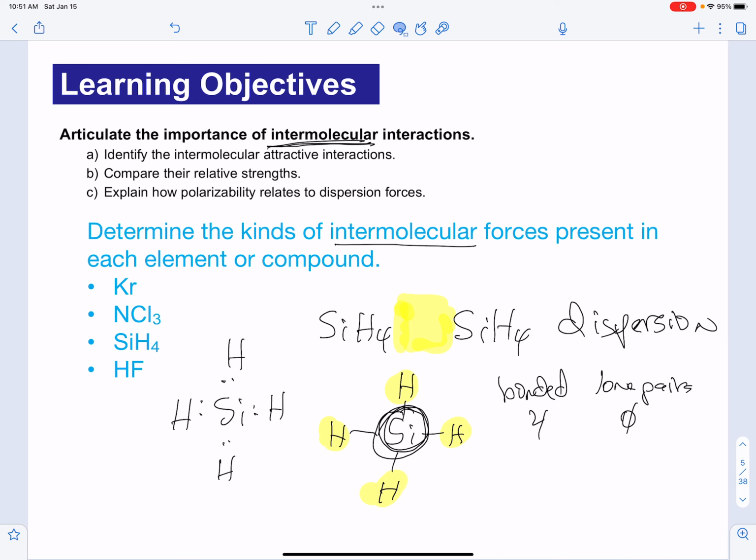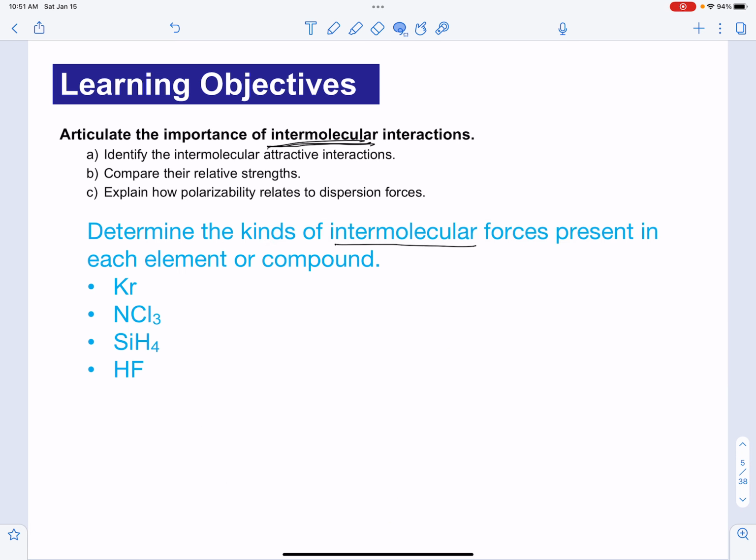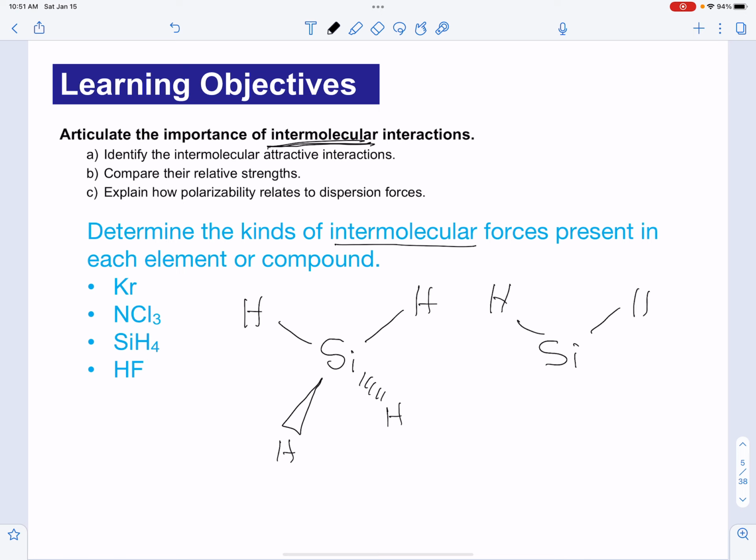So now that we know the shape and the Lewis structure, we can draw it the proper way. That means it's going to have a hydrogen going that way, a hydrogen going that way, one coming toward you, and one going behind you. That's a tetrahedron. The other tetrahedron is going to have the same thing. So is this a dipole interaction? Well, let's find out.